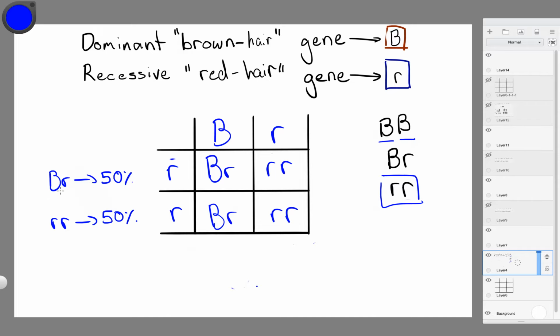So it's 50% brown hair for that one. So brown, 50%. And now what's this one here? That's homozygous recessive, the red hair, which means that we're going to get red hair expressed. So that means that we have brown hair is 50%, and red hair is also 50%.